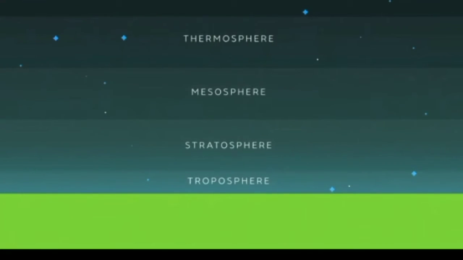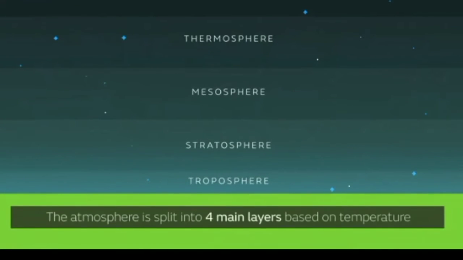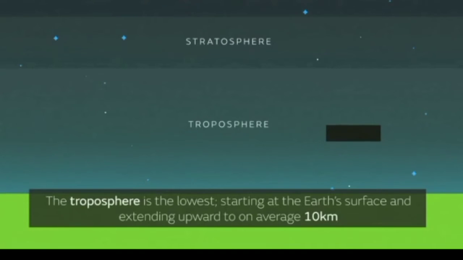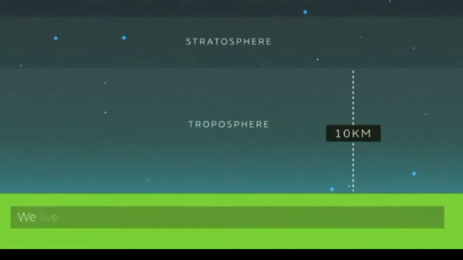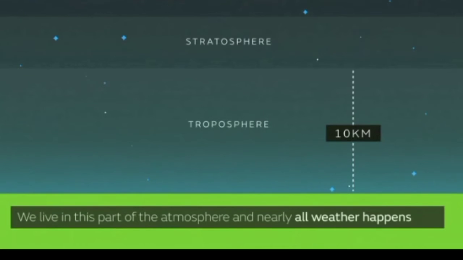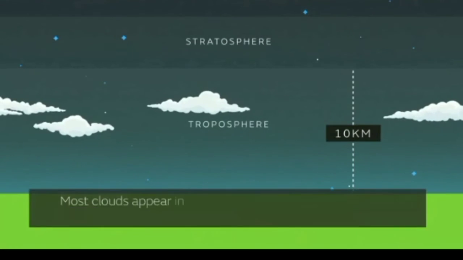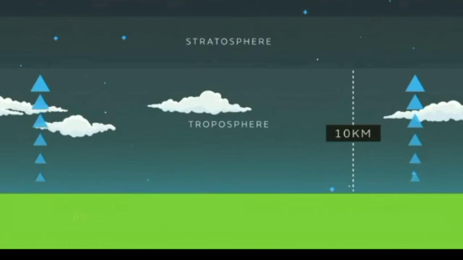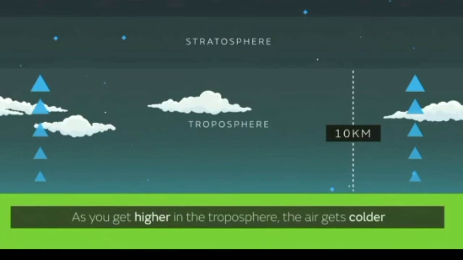The atmosphere is split into 4 main layers based on temperature. The troposphere is the lowest, starting at the Earth's surface and extending upward to an average of 10 km. We live in this part of the atmosphere and nearly all weather happens here. Most clouds appear in the troposphere because 99% of the atmosphere's water is found here. As you get higher in the troposphere, the air gets colder.